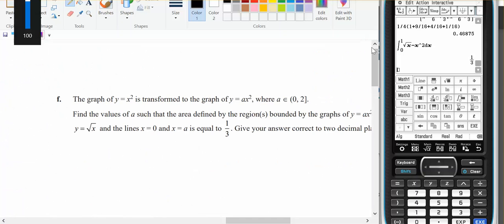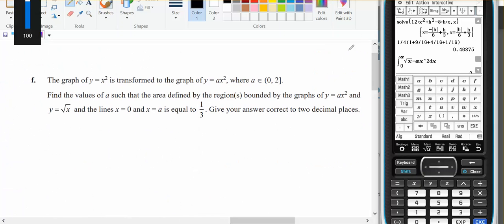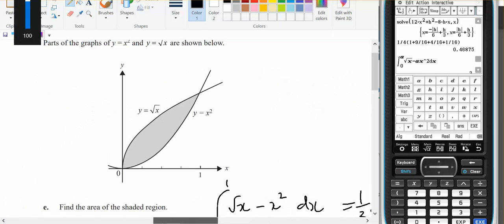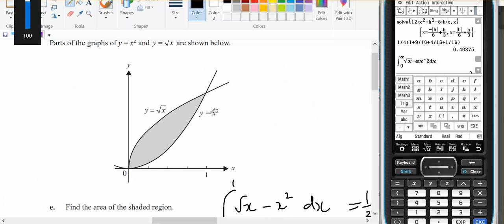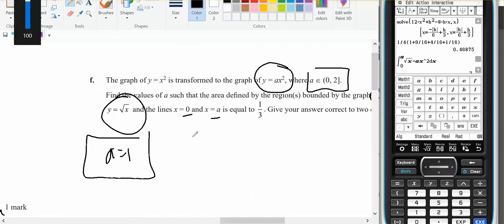And now we come up to part F. So what have we got here? I've now got this curve where a can be anywhere between there and there. Find the values of a so that the area between this and the line is that. Well, I know when a equals 1, which is exactly what I've got here, and I'm going from 0 to 1, the area was 1/3. So that's one of my answers. A equals 1 is one answer.